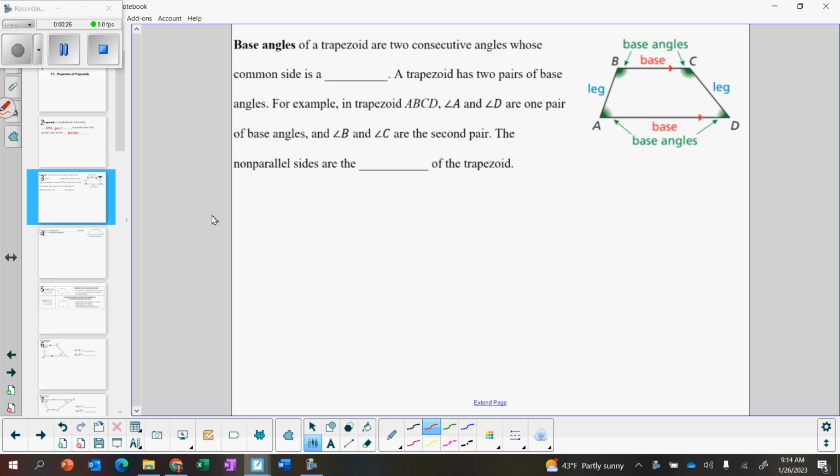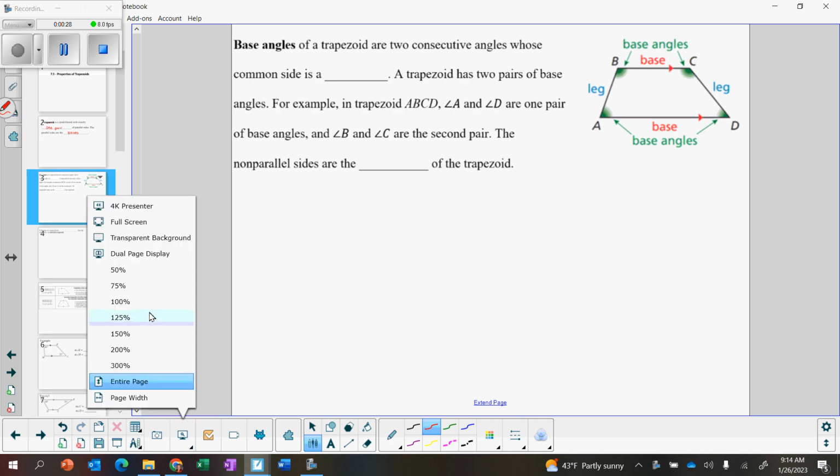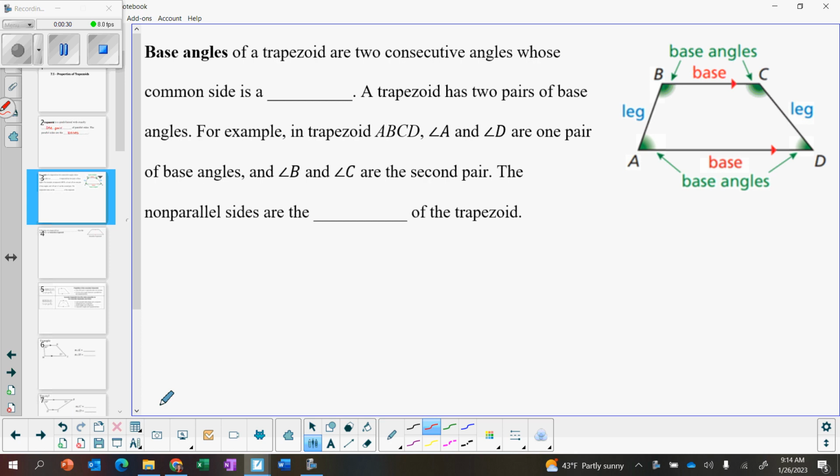So here we actually have a picture, a diagram of a trapezoid with its bases. Right? These sides are parallel, they're the bases. The base angles then are the consecutive angles whose common side is a base. Right? They're called base angles because they share a base. So on base BC, angles B and C are base angles. And on base AD, angles A and D are base angles. The non-parallel sides, or the non-bases in a trapezoid, are called the legs of the trapezoid.